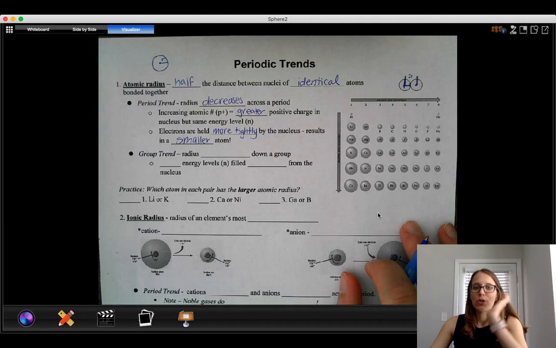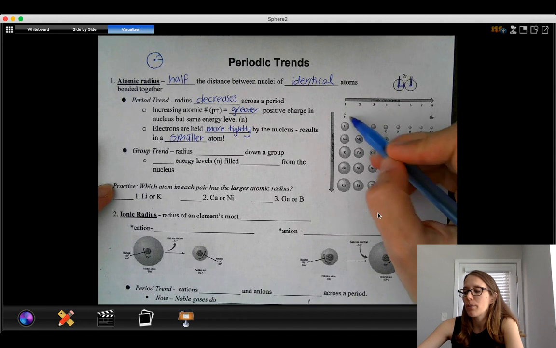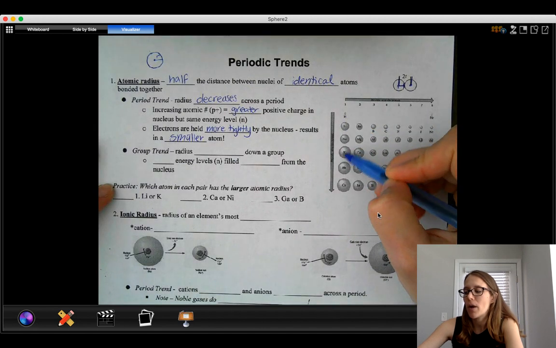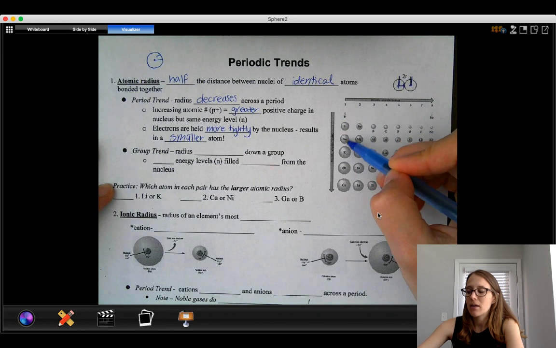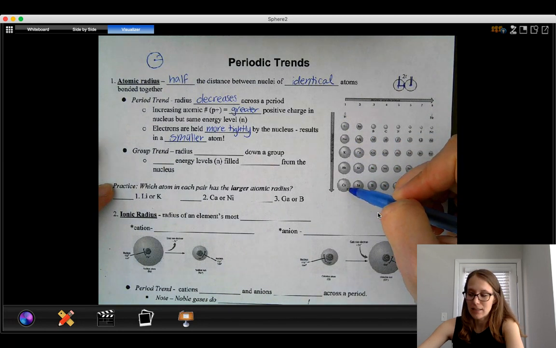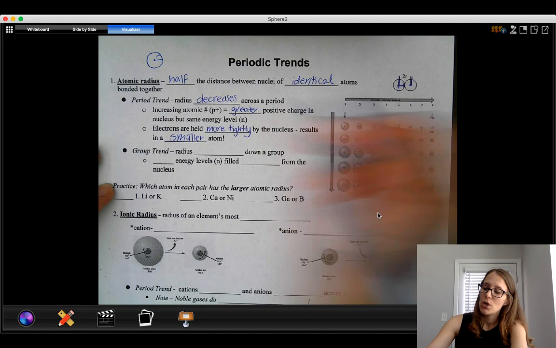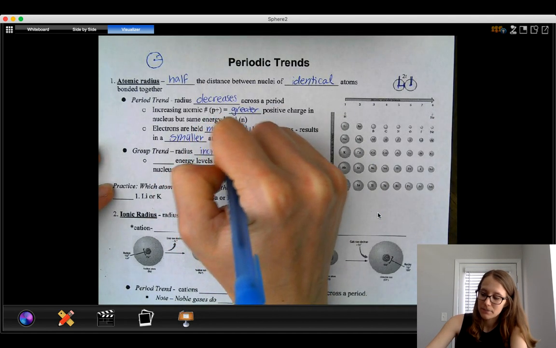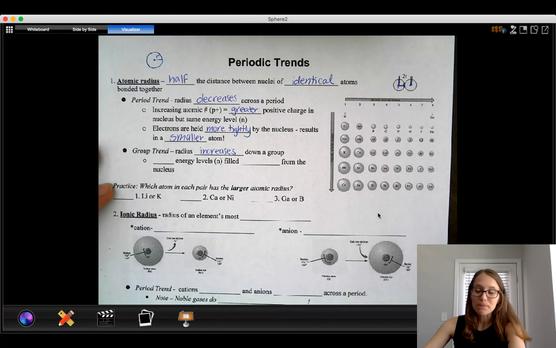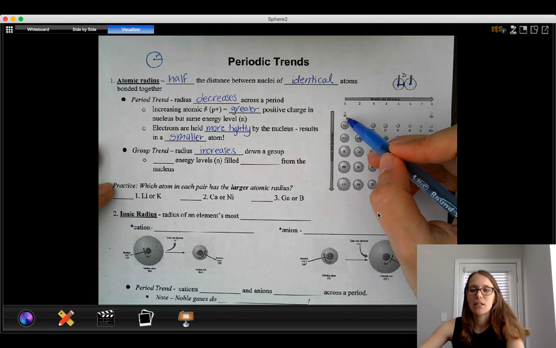All right, our group trend. If we look in a group on the periodic table, so if we pick group 1 and go down the group, you'll notice hydrogen's small, lithium's bigger, and then they get bigger and bigger until we get to the bottom here for cesium. So for a group trend, the radius is going to increase as we go down a group. And this connects back to the Bohr model.